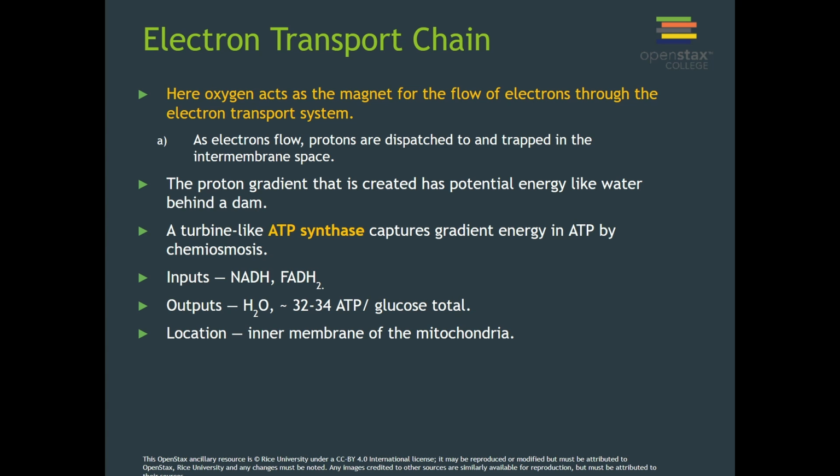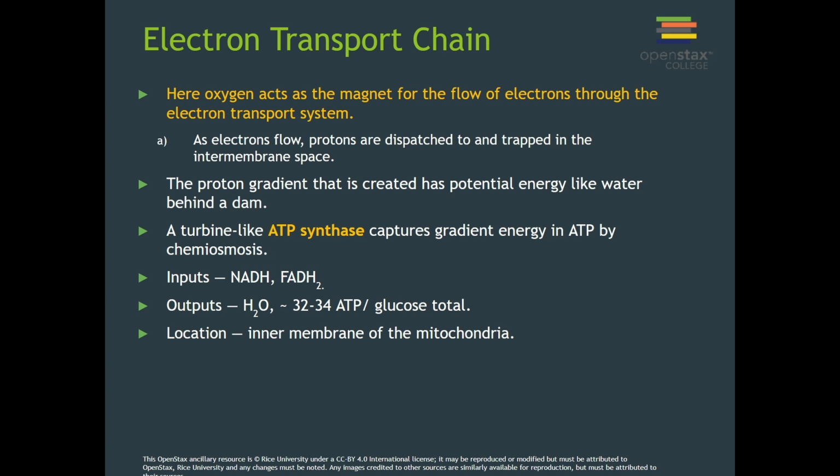All right, so here oxygen was acting as a magnet for the flow of electrons through the electron transport system. Oxygen as the final electron acceptor is helping pull or direct the flow of those electrons through the integral proteins of the electron transport chain. As the electrons are flowing, protons are being dispatched and trapped in that intermembrane space. So the proton gradient is important because we need it to create the kinetic energy that turns ATP synthase like a turbine, and that turbine or motor movement of ATP synthase is actually what is used to make ATP, or combine adenosine diphosphate with inorganic phosphate.